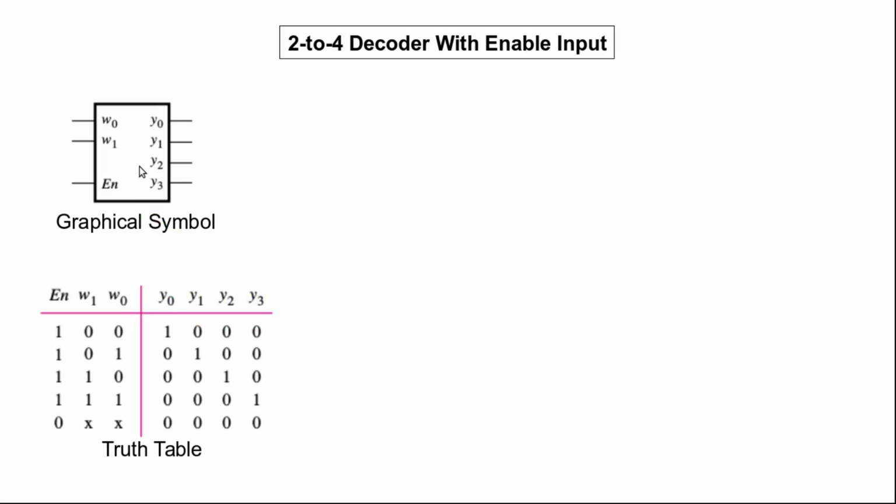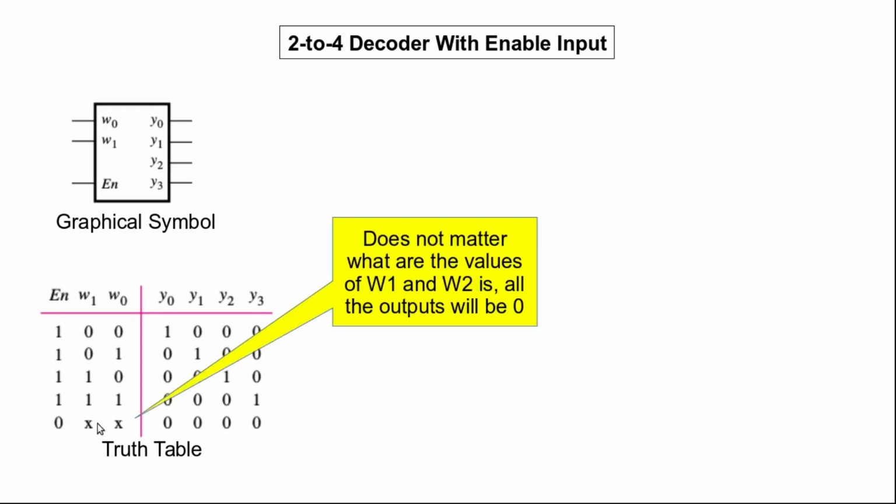So here is the truth table for the 2 to 4 decoder with enable input, and as you can see, when the enable input is 0, it doesn't matter what the value of W1 and W0 is. It may be 0 0, it may be 0 1, it may be 1 0, it may be 1 1, it doesn't matter. As soon as the enable input is 0, all the outputs will be equal to 0.